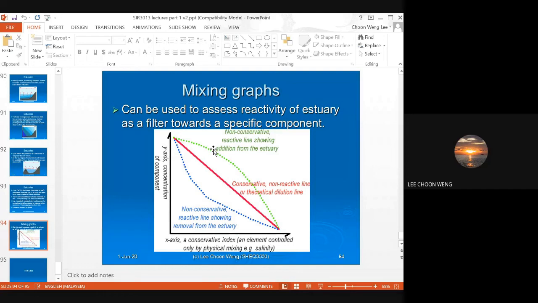So if you're studying a specific component and you want to see how it is reacting as it moves from the river to the sea, you can use a mixing graph.